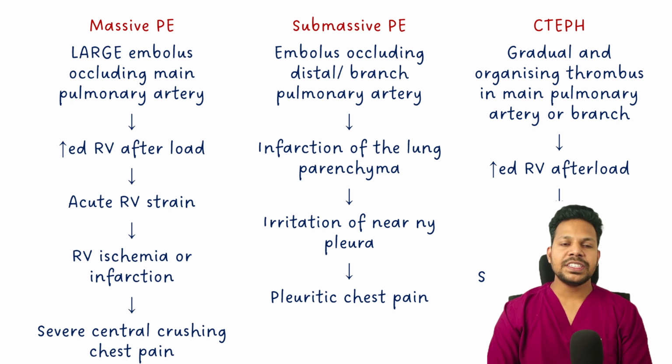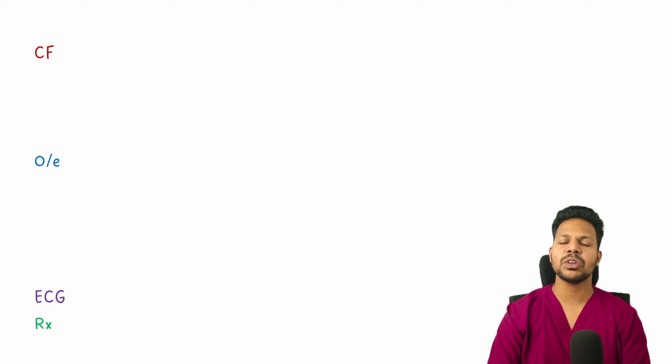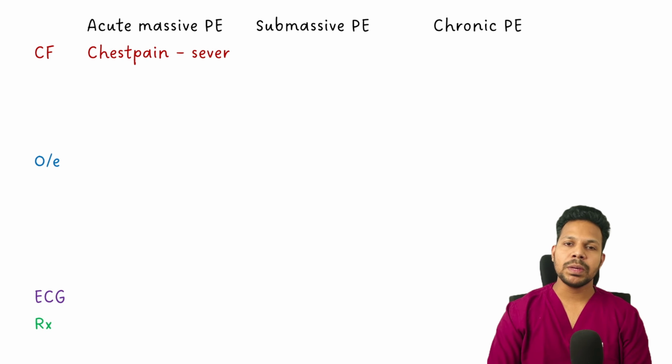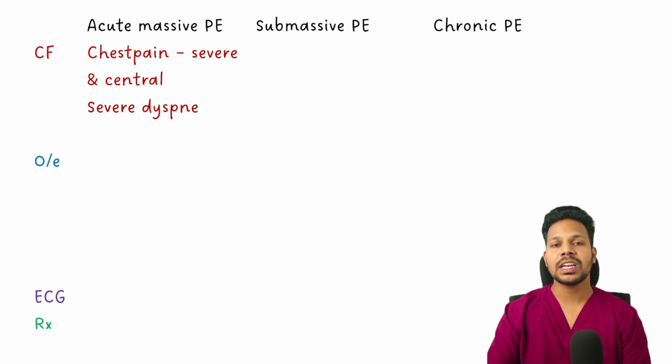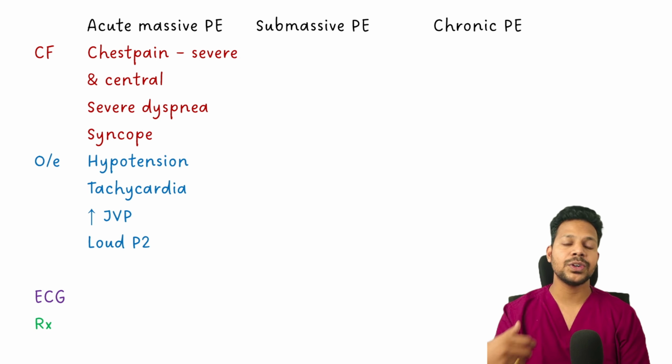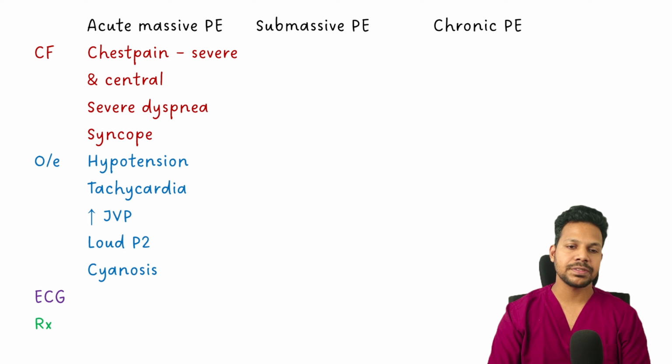So the clinical features are the chest pain, which is very severe and central crushing type of chest pain seen in acute massive pulmonary embolism, and the patient will also have severe dyspnea because the entire lung is almost cut off, and the patient will also have syncope because the blood will not flow forward into the left side. And on examination, you will find hypotension, tachycardia, of course, as a compensatory mechanism, elevated JVP because of acute right ventricular failure, and loud P2 and cyanosis.